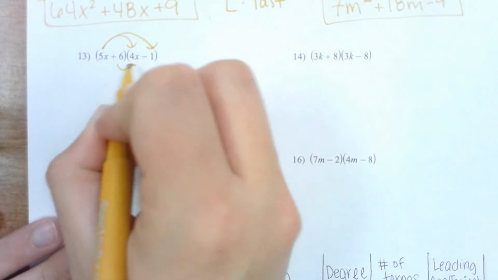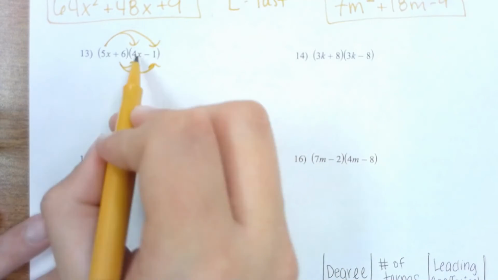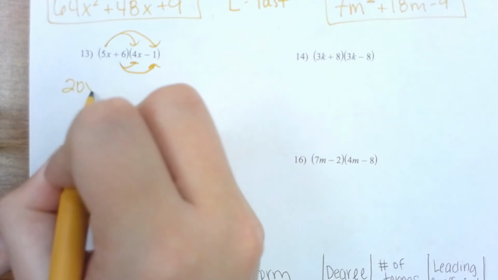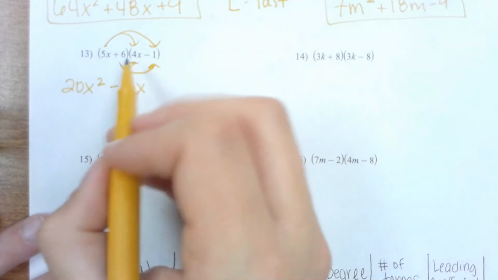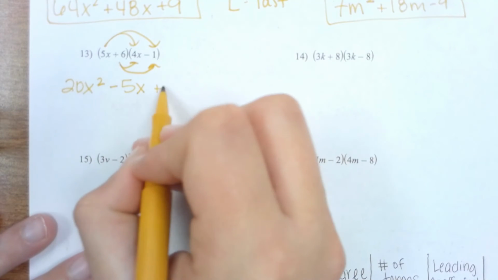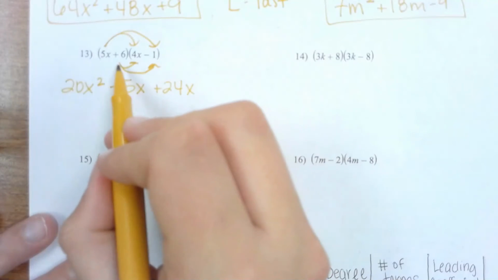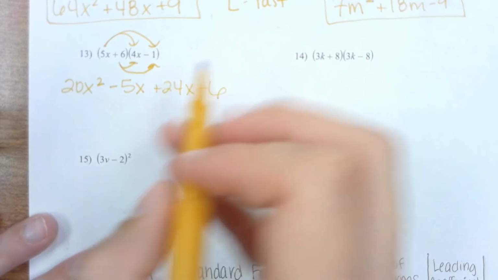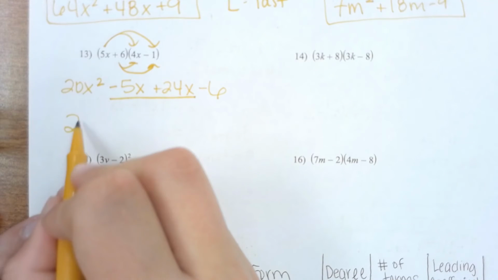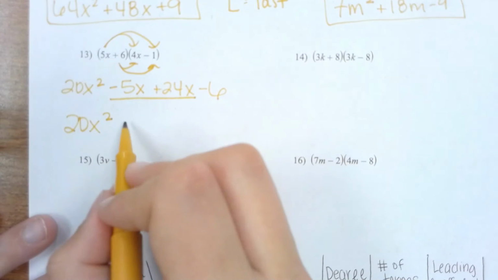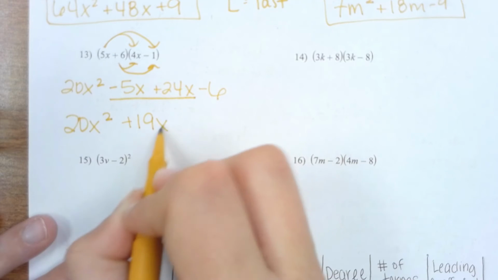Okay, so number 13, when you guys did your FOIL, 5x times 4x was 20x squared. 5x times a negative 1 was a negative 5x. 6 times a 4x was a positive 24x. And then 6 times a negative 1 is a negative 6. And then when you combined your two like terms together, you should have got a positive 19x.